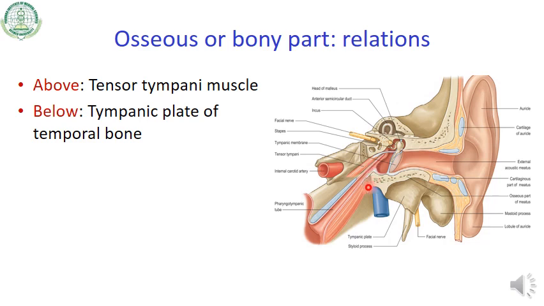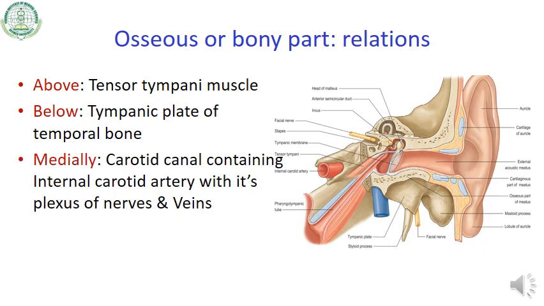Below you can see there is a tympanic plate of the temporal bone. This is the cut portion. You can see it will continue here. So this is the tympanic plate of the temporal bone. Medially you can see there is a carotid canal containing internal carotid artery with its plexus of nerves and vein. So that is the medial relation of the osseous part or the bony part of auditory tube.